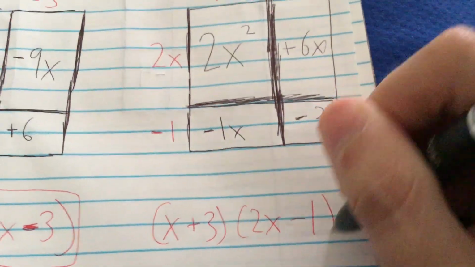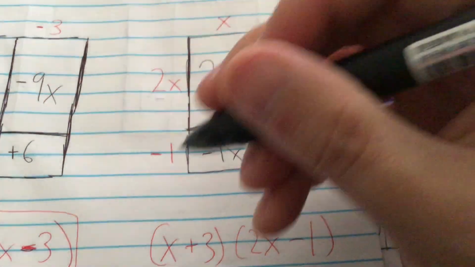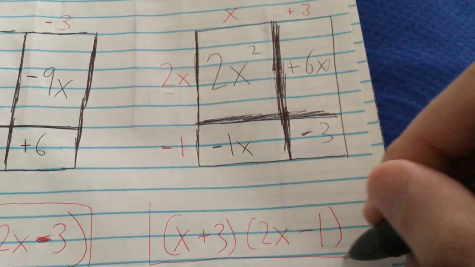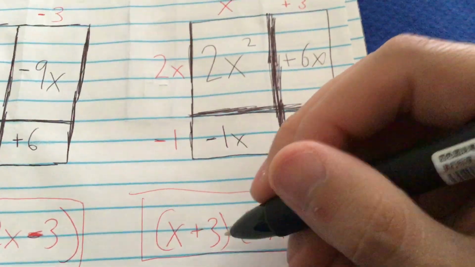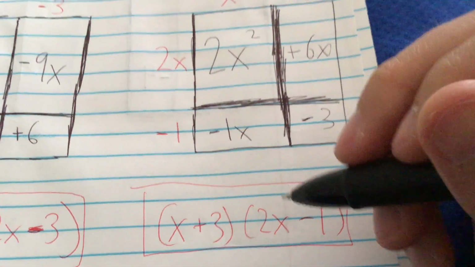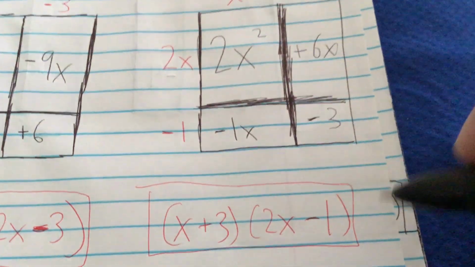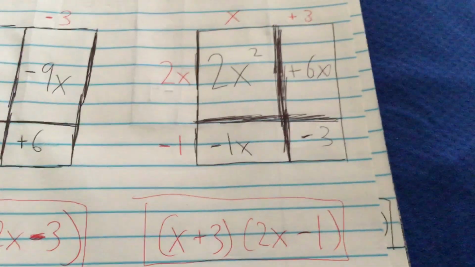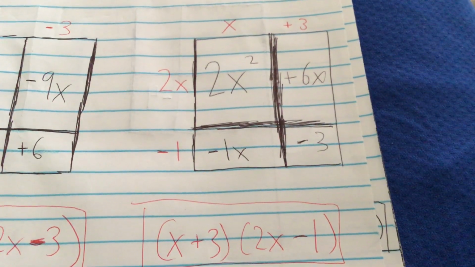Or the other way around. I could have done 2x minus 1 times x plus 3, but either way, if you get some sort of combination with this, with the appropriate signs in front of +3 and -1, you're good. As long as I see 2x minus 1 times x plus 3 in that order. Okay?